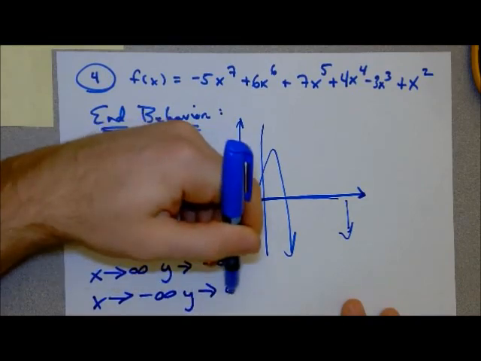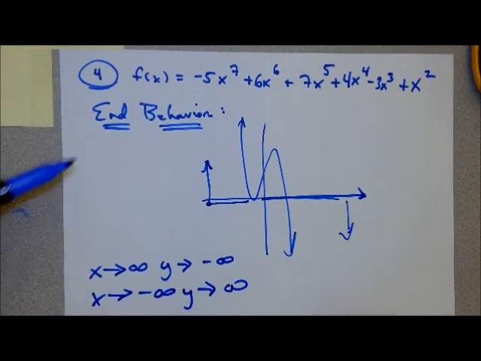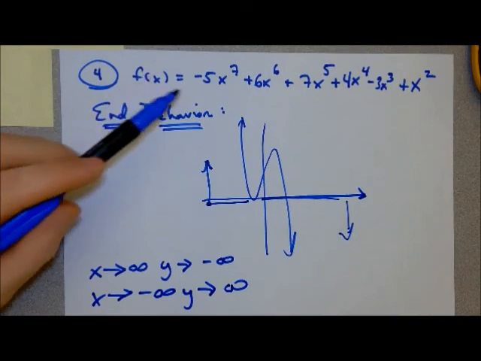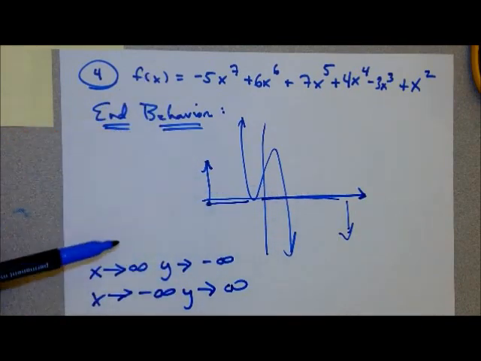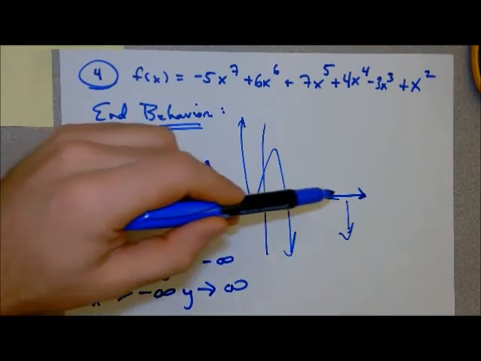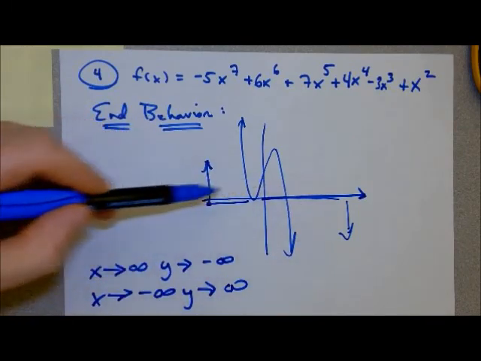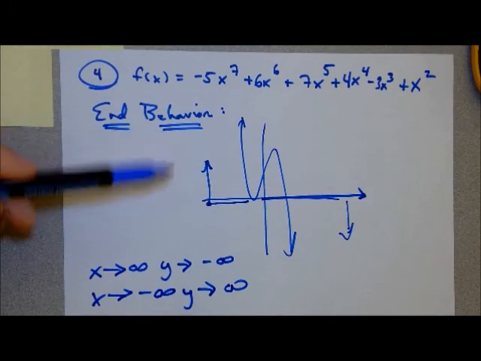Vice versa, as x goes to the left, y goes up. So to do end behavior for something you're not sure what it looks like, graph it in the calculator, and then get a sense for what happens as x goes each way. In this problem, as x went all the way to the right, y went down. As x went all the way to the left, y went up.